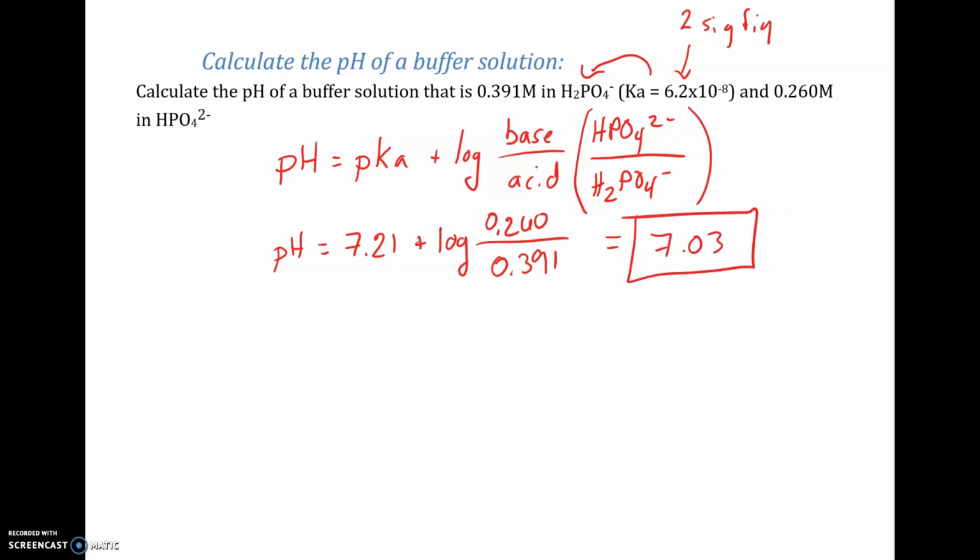7.03. Now, you may want to try this with an ice table. If you're more comfortable with the ice table, you can just use the ice table. We prefer the Hasselbalch equation. It just seems like it's quicker or it's easier. I'm not sure. I kind of like it. Yeah, I definitely prefer the Hasselbalch equation.